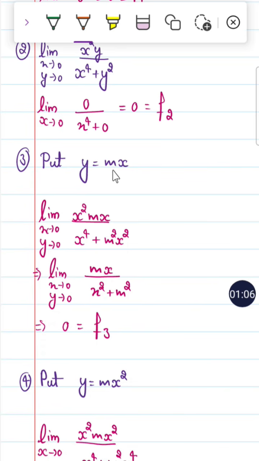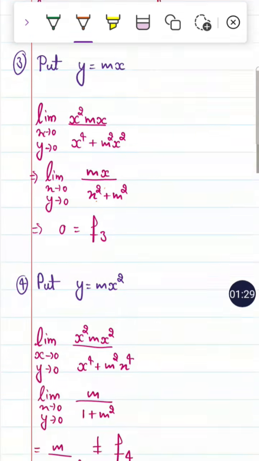Now when we put y equals mx for this function, y equals mx is a straight line. When we put this and take the limit, after taking out x square, this will be mx upon x square plus m square, because x square is there in both terms. So after taking the limit it will become 0. So f3 is also 0.